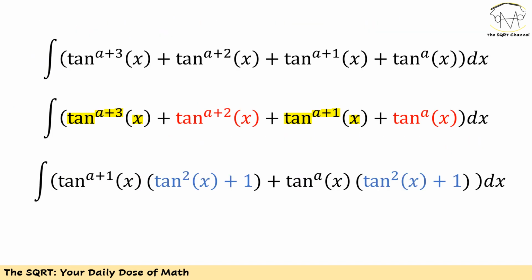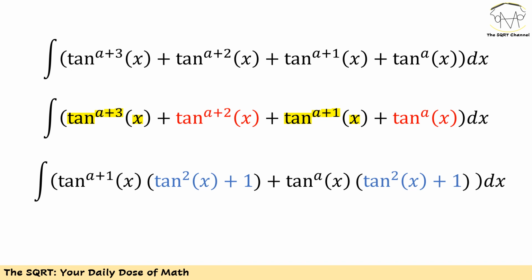The first thing that I'm going to do is to simplify the expression itself. We have tan to the power of a plus 3, a plus 2, a plus 1, and a. I'm going to consider two of them together and the other two together. The ones that I'm going to consider together are the ones that I have in yellow, and the other ones are in red, and they will be considered together.